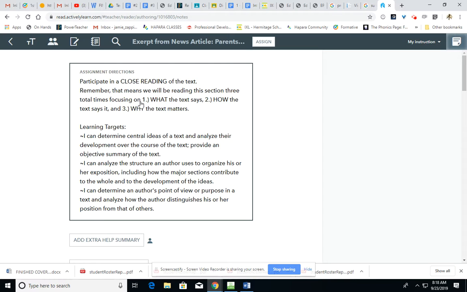So remember what we said a close reading is. It's when we look at reading 3 different times. We read it over 3 different times. The first read is we look at what the text says. The second read is for how the text says it. And the third read is for why the text matters.